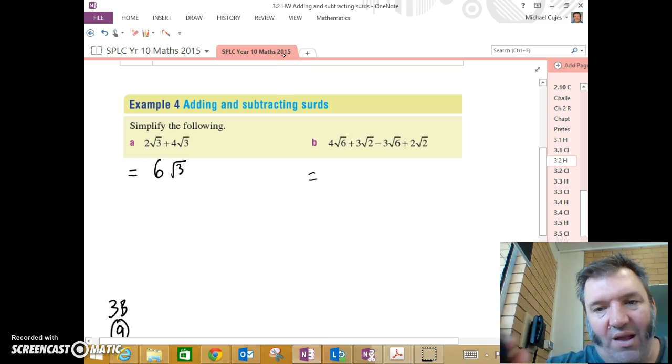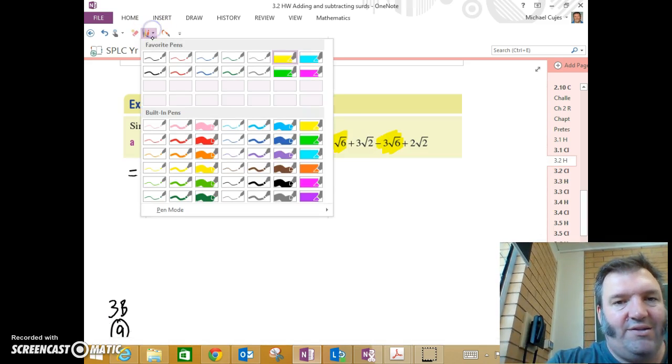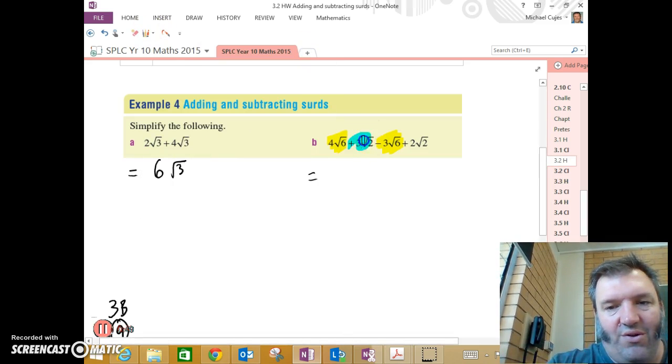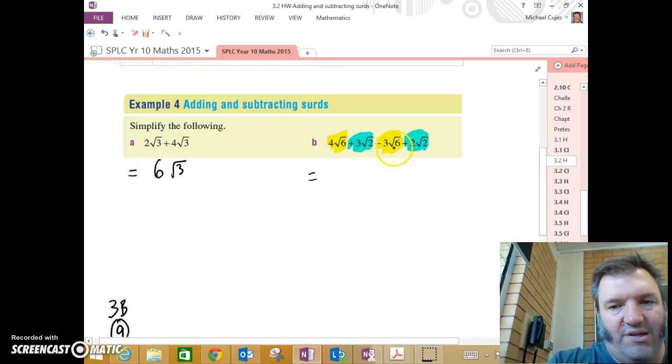Well, I said you can only add or subtract like surds, so I've got a 4 root 6 and a negative 3 root 6 there. They are like surds. If I have a look at the other two, 3 root 2 and 2 root 2, they are like surds because the bit underneath the radical sign, the surd, is the same. So 4 root 6, take away 3 of them. How many root 6s have you got left? Just the one, root 6. 3 root 2, add another 2 root 2, 5 root 2. That's it. You could go and do the exercise right now.